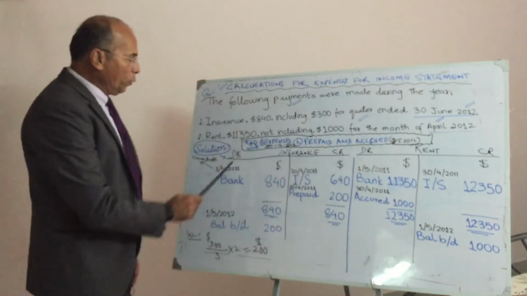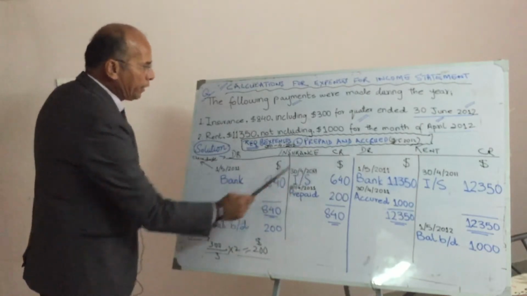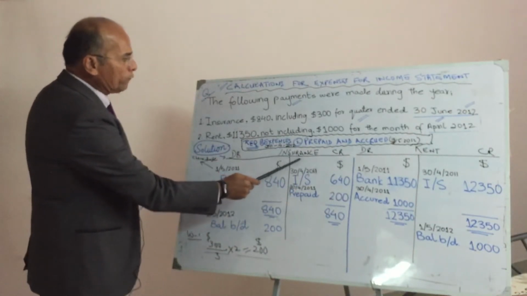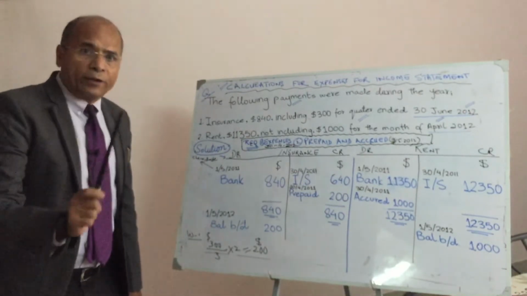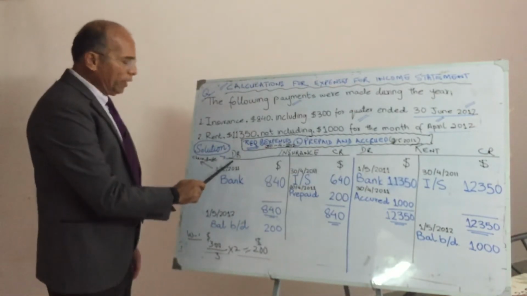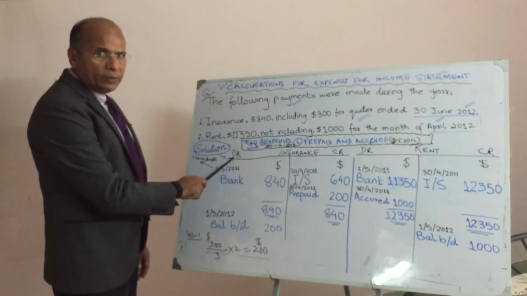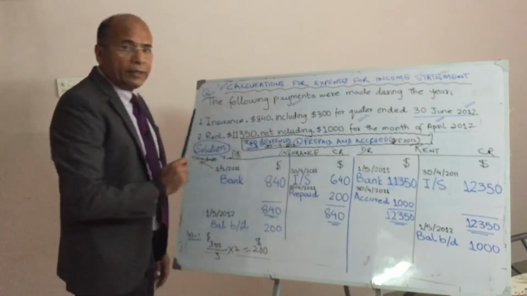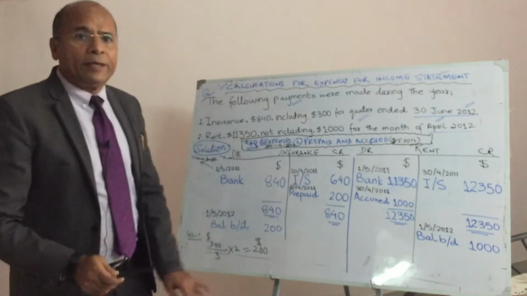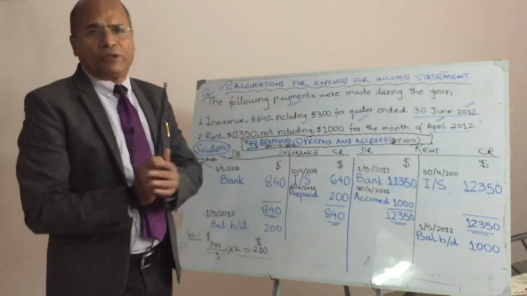Now the solution. What did I do? I made a T account and the title of the account is insurance. You should not say the name of the account; you should say the title of the account. Then what did I do? I have written here DR, debit recording, and CR, credit recording. Debit and credit are just two sides of a T shape.